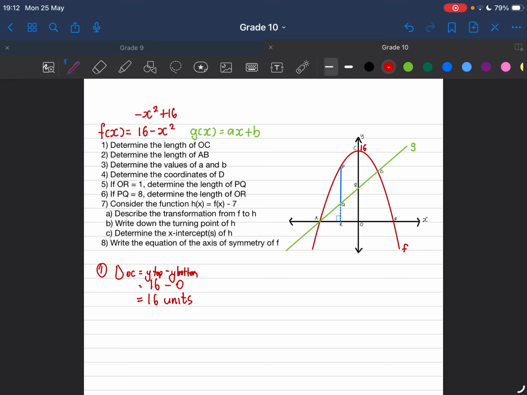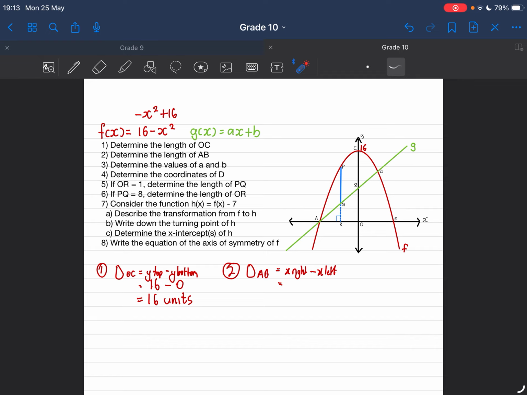For the next one, determine the length of AB. So the length of AB. Now this is a horizontal distance, so you're going to take x right minus x left. All you need now is x right and x left. So how do you get those? What is A and B?